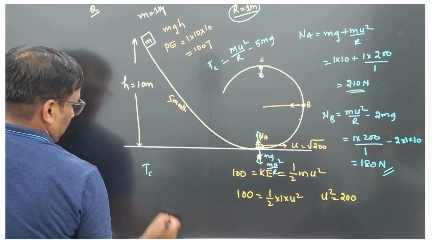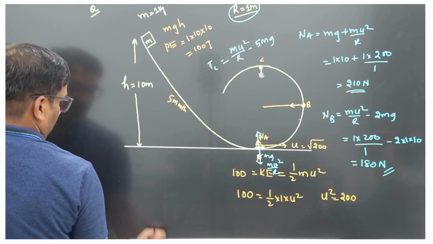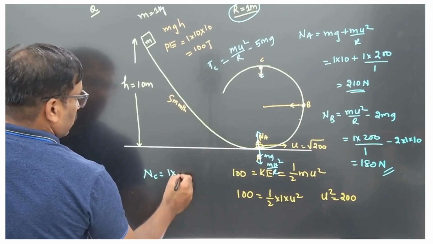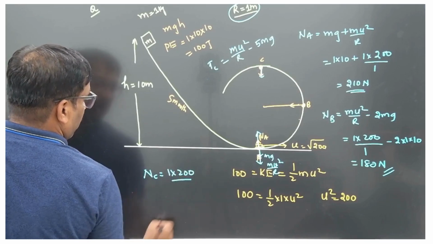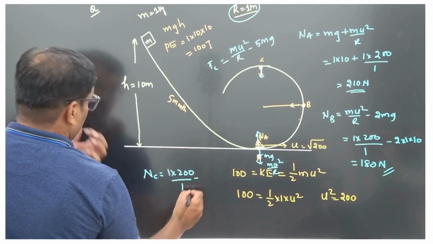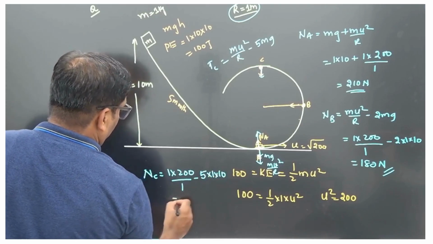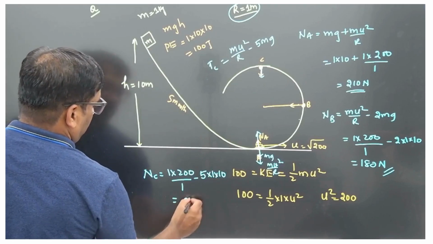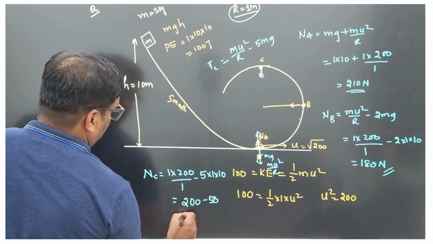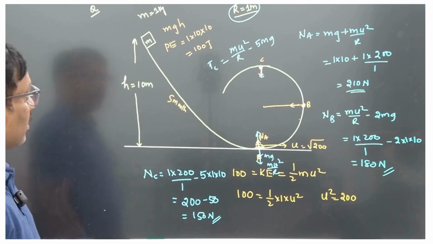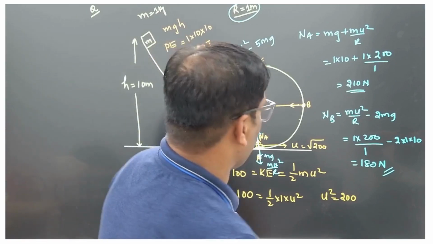So, normal reaction at C will be equal to m, which is 1, u square is 200, by r, which is 1, minus 5 into 1 into 10. Therefore, 200 minus 50, therefore 150 newtons. So, like this we can calculate the normal reaction at any point.